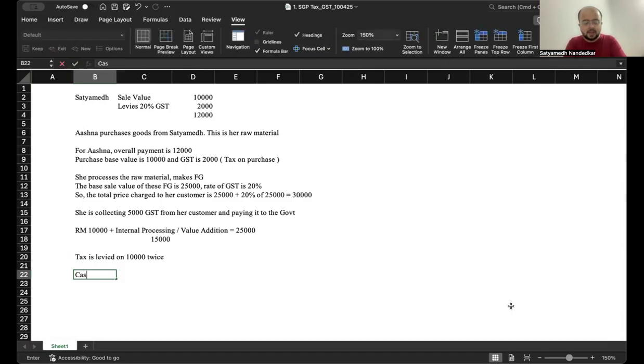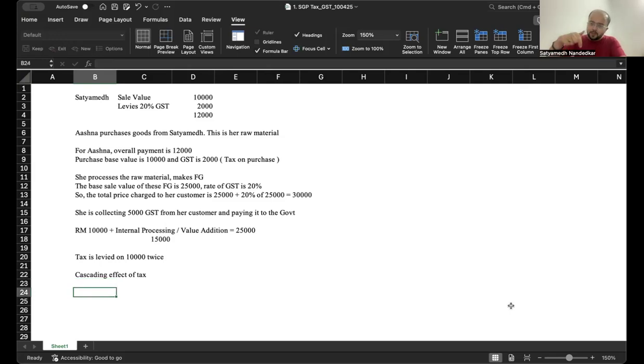This is called the cascading effect of tax, where tax is levied on the same item again and again. Now, Ashna, the seller, might get completely discouraged because she is paying tax on the same material twice, which is increasing the overall cash outflow from her end. So, Ashna might not be incentivized enough to grow her business, to make sales, because she ends up believing that on the same material you are levying tax twice.